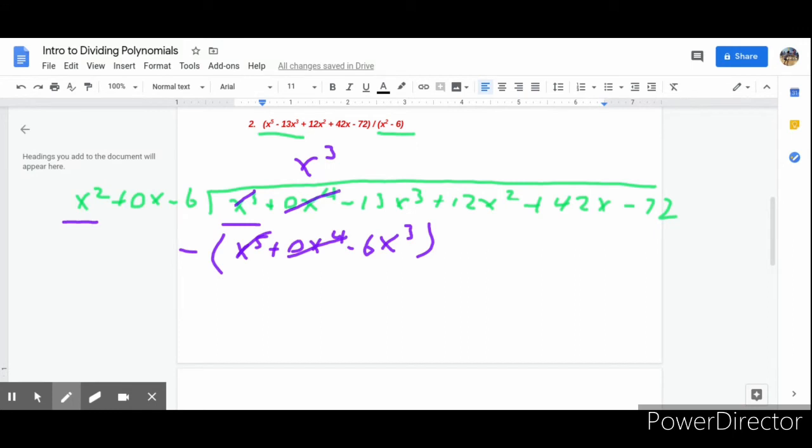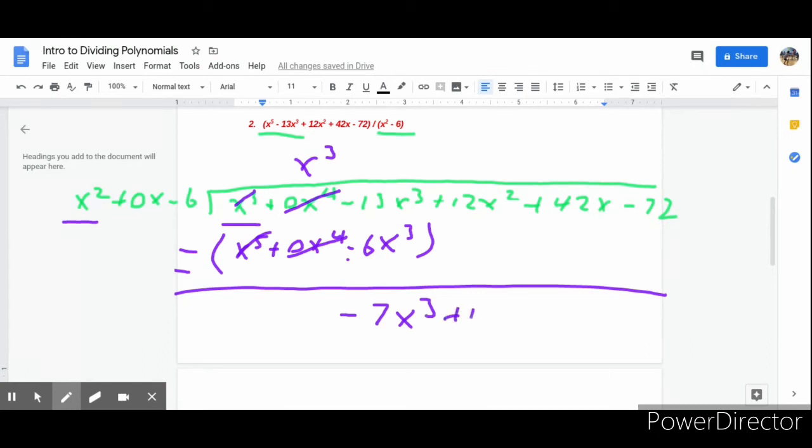This is where the placeholder comes in handy. So now basically, since we have a negative right here and a negative right here, we're simply adding the 6x cubed to negative 13x cubed. So negative 13x cubed plus 6x cubed will equal negative 7x cubed. So now we bring down the next number. So we have plus 12x squared. So what times x squared will come out to be 7x cubed?